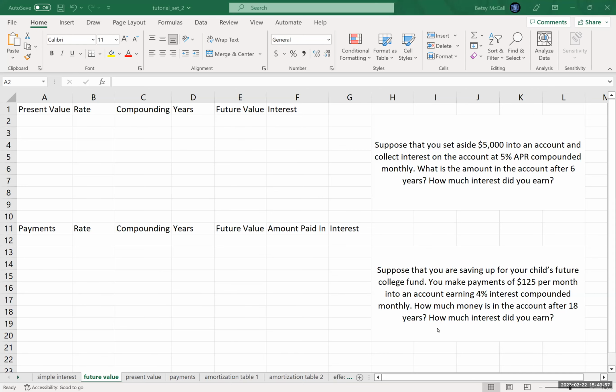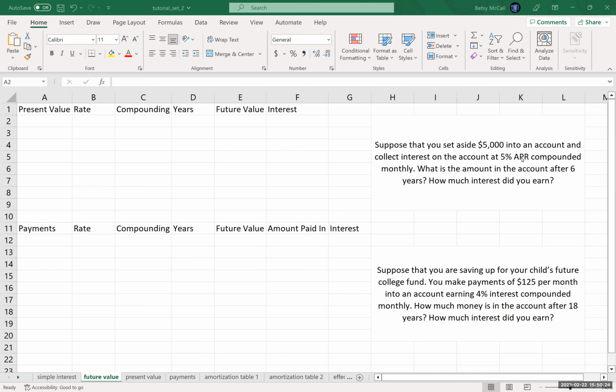Okay, so we're going to look at some math and finance problems, and in particular, we're going to calculate the future value for two different scenarios using the future value formula in Excel. Now, there are regular math formulas for these calculations, but we're going to do everything in Excel, so we don't need those formulas.